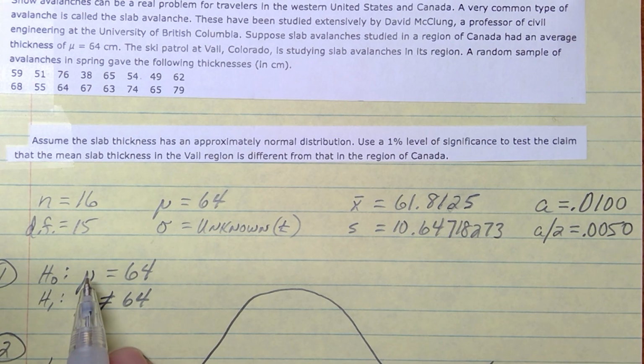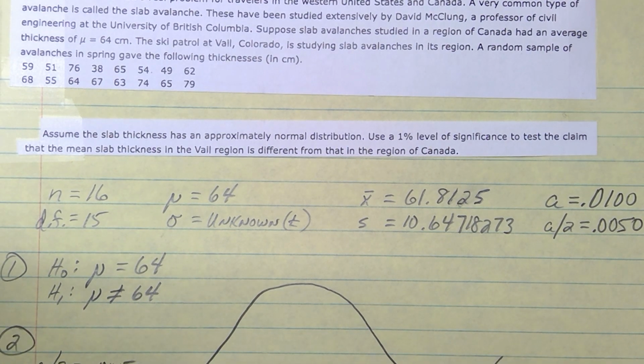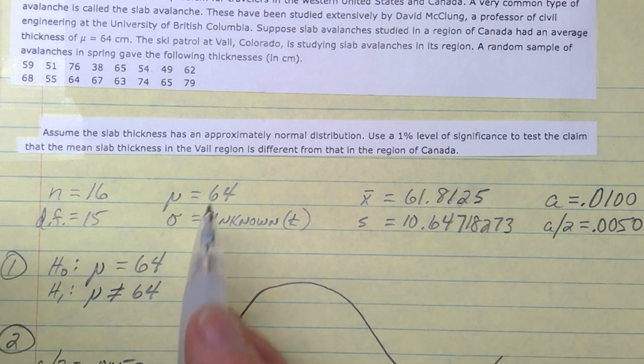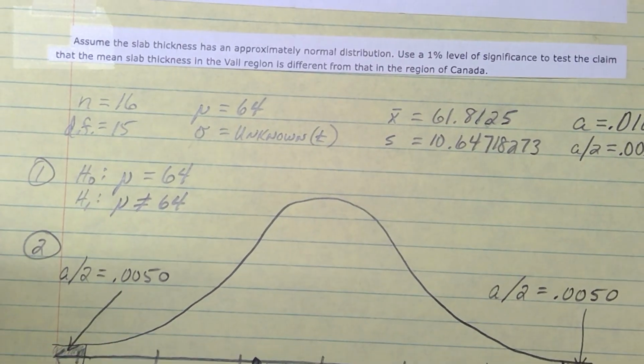I could challenge that it's less than 64, but they want us to simply challenge that it's different from. So the accepted belief is 64. The null hypothesis says the population average is usually 64. My challenge, the alternate hypothesis, says no, the average is not 64. It's different from it. Could be lower, could be higher. Let's run a test and find out if my data is significantly different from what is believed to be true.